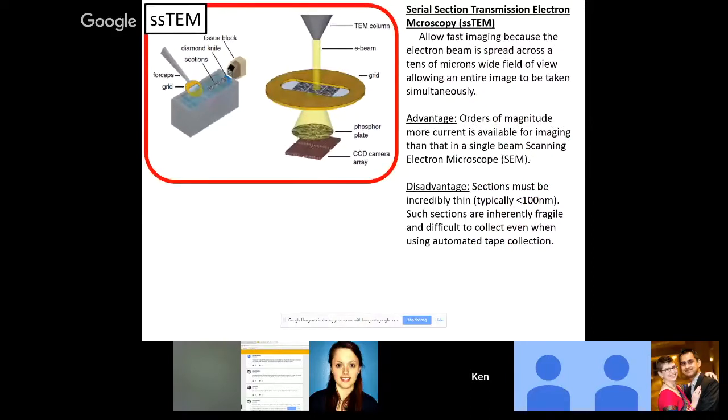Serial section transmission electron microscopy allows fast imaging because the electron beam is spread across a tens of microns wide field of view, allowing an entire image to be taken simultaneously. This has the advantage of having orders of magnitude more electron current available for imaging than, for example, a single beam scanning electron microscope. But of course, the disadvantage is that the sections must be incredibly thin, and such sections are inherently fragile and difficult to collect, even when using automatic tape collection, for example.